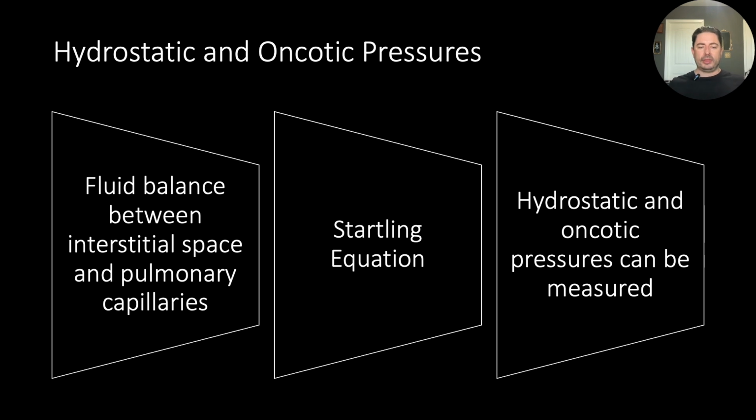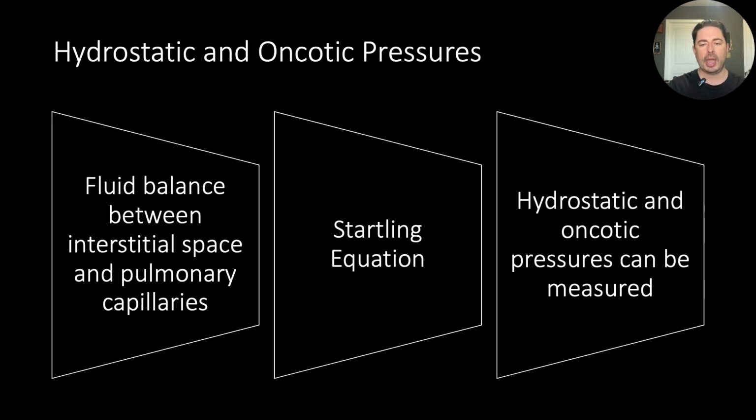What we look at with these two things is how we maintain fluid balance between the interstitial space and the pulmonary capillaries. That's just one area where this plays. It plays all over the entire body, but it's the fluid balance between the interstitial space and the pulmonary capillaries, and it's maintained through hydrostatic and oncotic pressures. Starling's equation puts in a number of pressures to help us understand this, but we're not going to dive into that. Just know that Starling's equation is associated with hydrostatic and oncotic pressures.